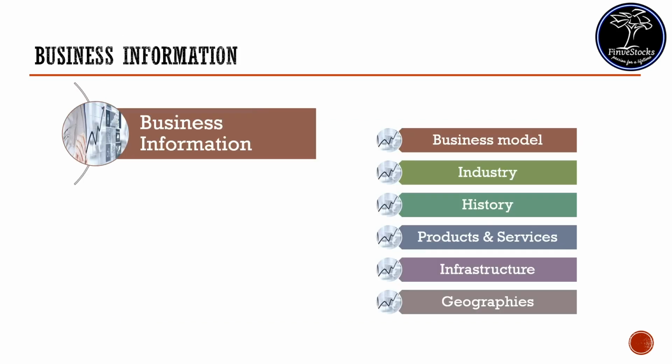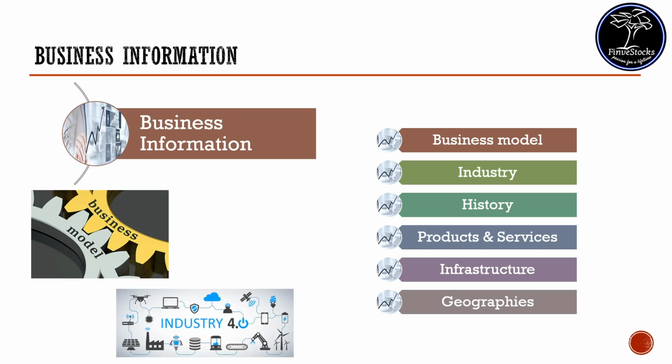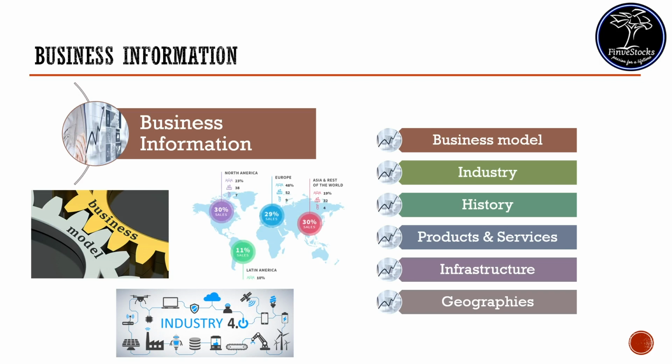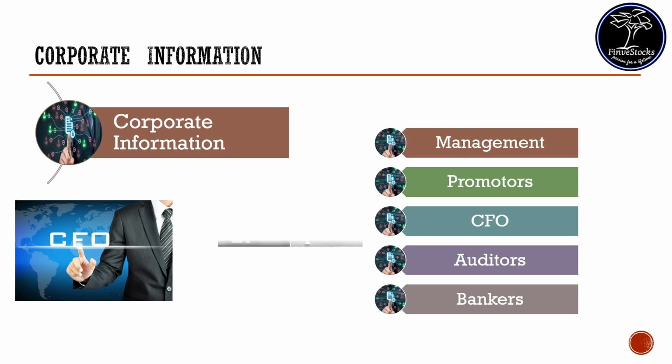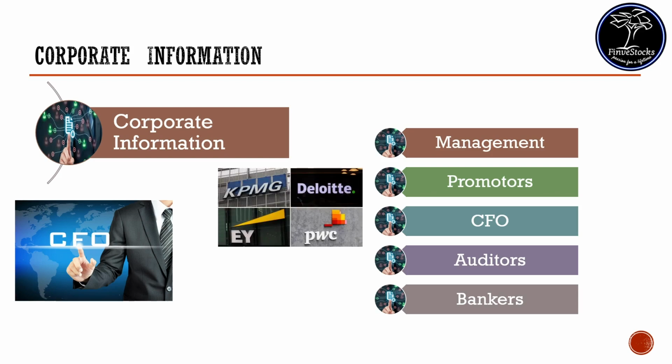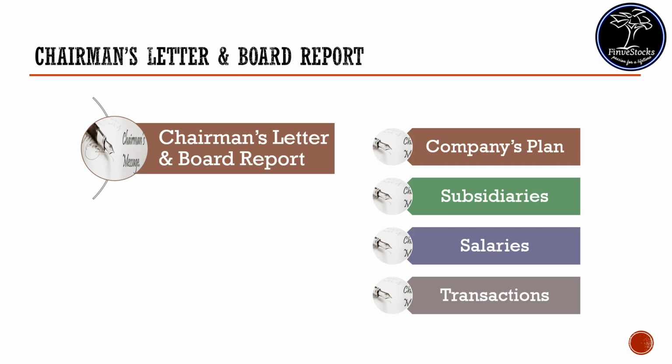First one is the business information. In business information, the company will give the business model. Also it will give an overview of the industry. It will tell about the history of the business, which products and services the company is involved in, the infrastructure available with the company, and also the locations where the company is present. Next one is the corporate information, wherein the company will give the management names, who is the promoter, who is the CFO, which auditor, like KPMG, Deloitte, EY, PwC, is involved in doing the audit of the company, and who is the banker. The third one is the chairman's letter and board report.